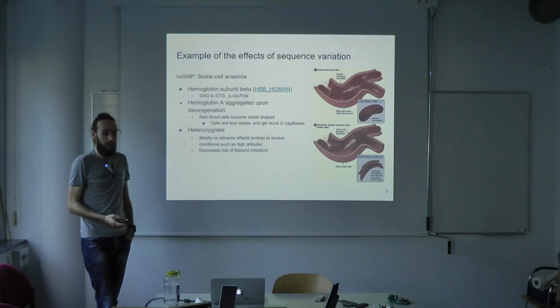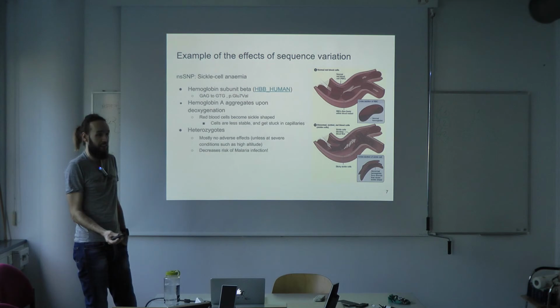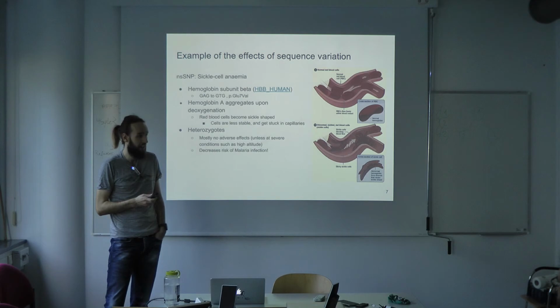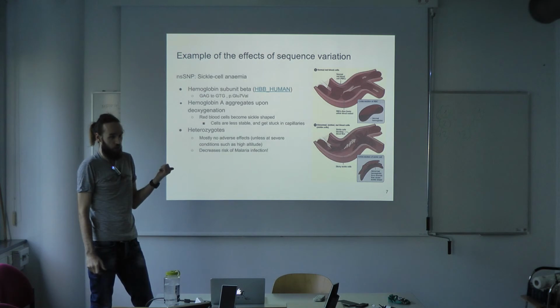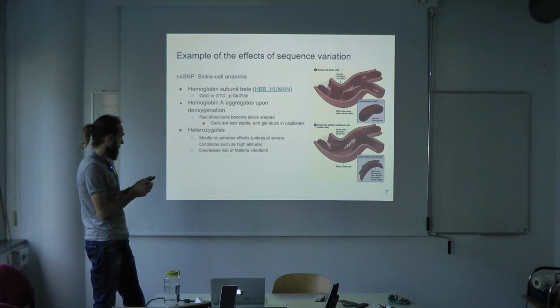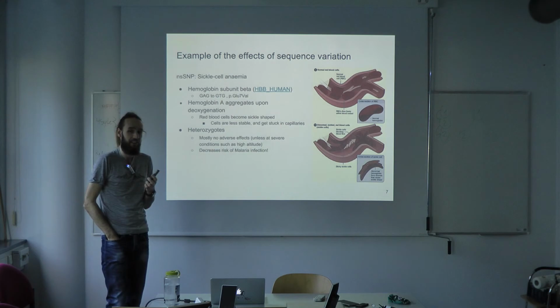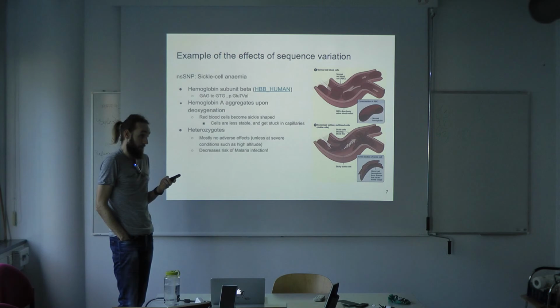And it has relatively drastic effects. This happens in the hemoglobin subunit beta. The molecule we're interested in here is hemoglobin A that has four subunits, two alpha, two beta. And in the beta subunit is this one change. What this leads to is that as soon as hemoglobin releases oxygen, it denatures because of this one amino acid, the structure changes, the protein denatures, and in turn then aggregates.